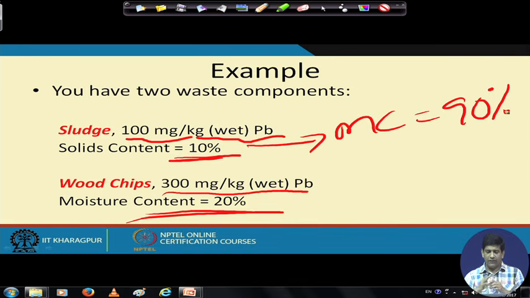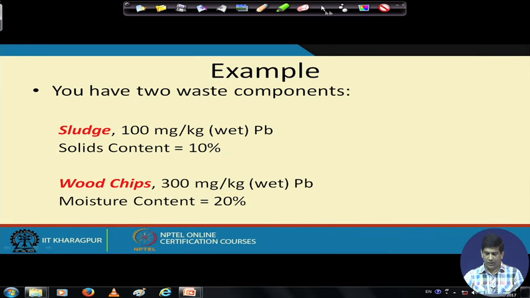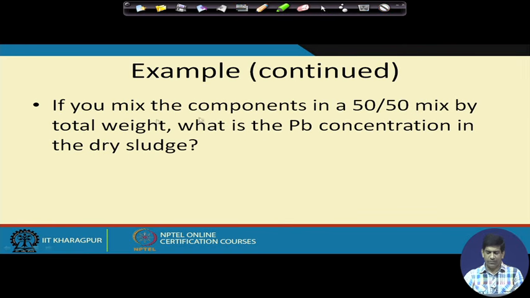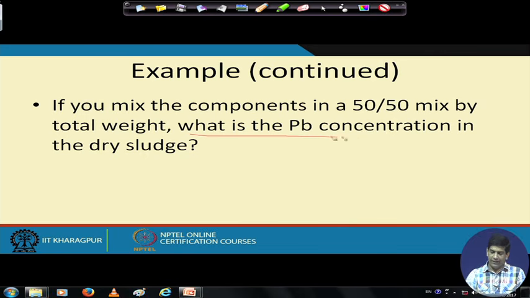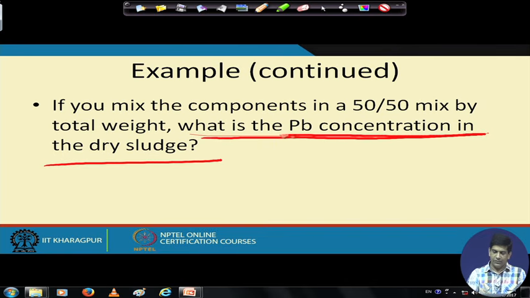Now we are mixing these two waste streams, for some reason, in a 50-50 mix by total weight. So if you are taking 100 kg, 50 kg is the sludge and 50 kg is the wood chips, and we mix them together. The question is asking: what will be the lead concentration in the dry sludge? That's what we need to find out.